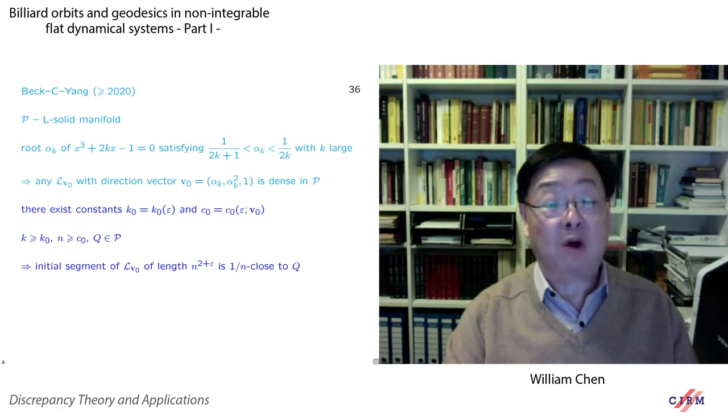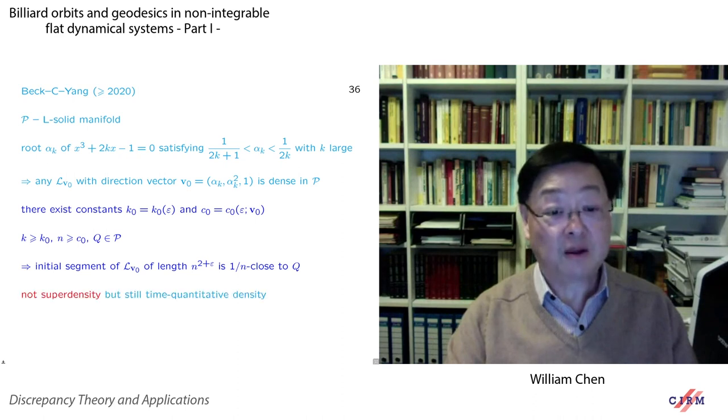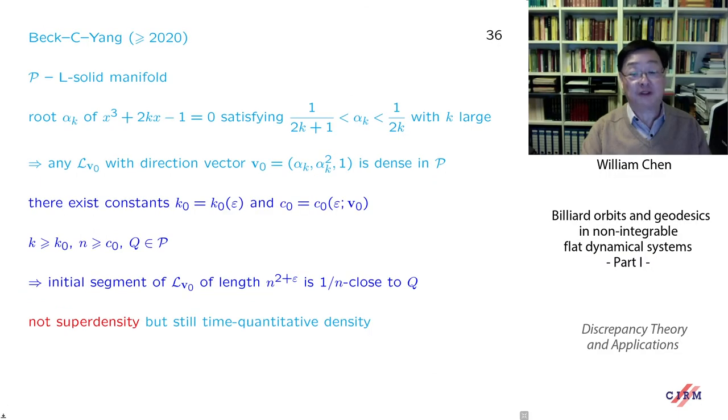Right. Now, if we were to obtain super density, then in three dimensions, we would need n squared. Here we have n to the 2 plus epsilon, so we miss by just a little bit, right? But unfortunately, we are not able to remove the epsilon, at least not at this stage. This is not super density, but it's still quantitative density.